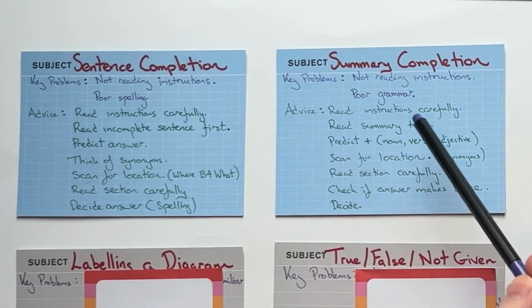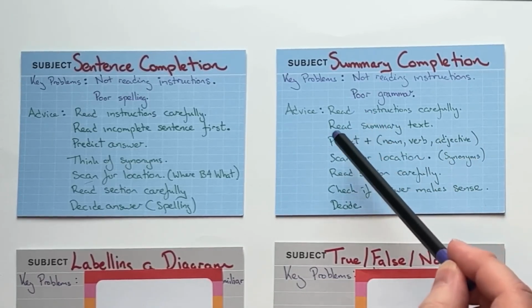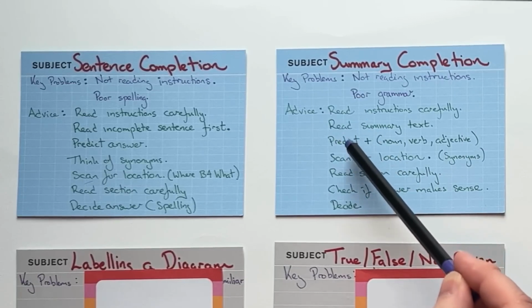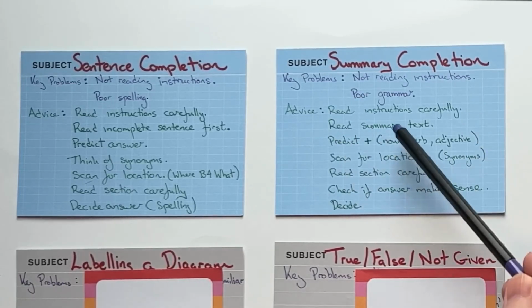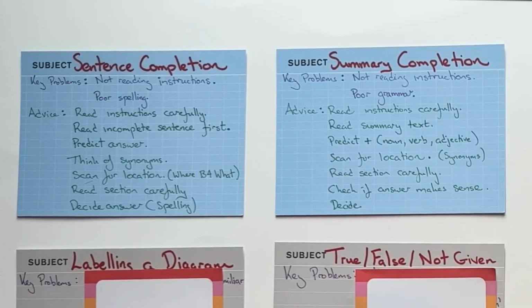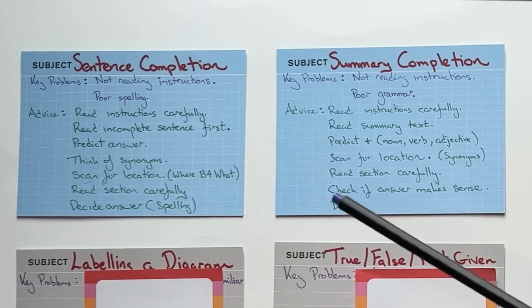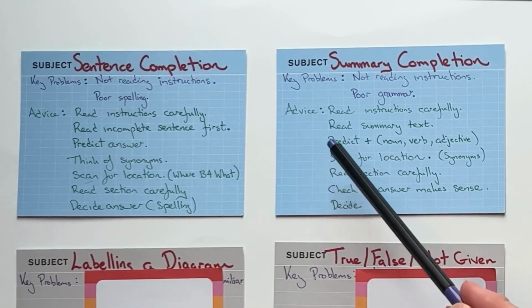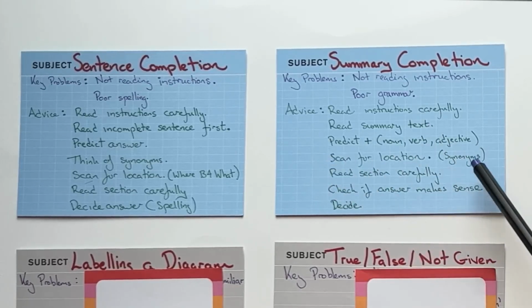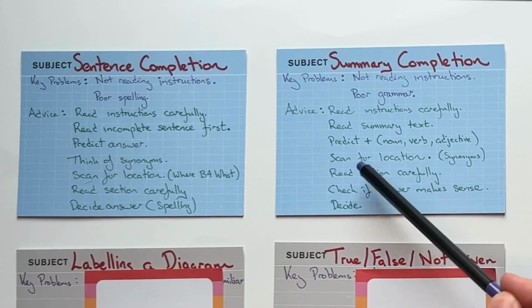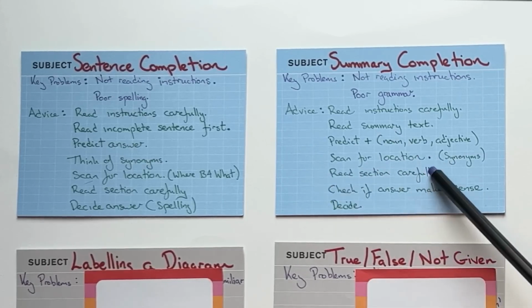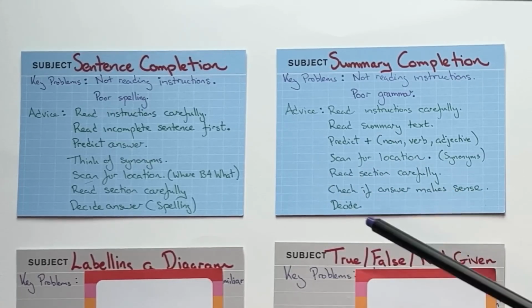Then predict, but also think not only what content might be there, but what type of words might come up. Is it going to be a noun? Is it going to be a verb? Or is it going to be an adjective? If your grammar is strong, that will be very, very obvious and will help you find the correct answer. Then scan for location. Be aware of synonyms. Remember where before what. Once you find the location, then you can read the section carefully. Check if the answer makes sense.